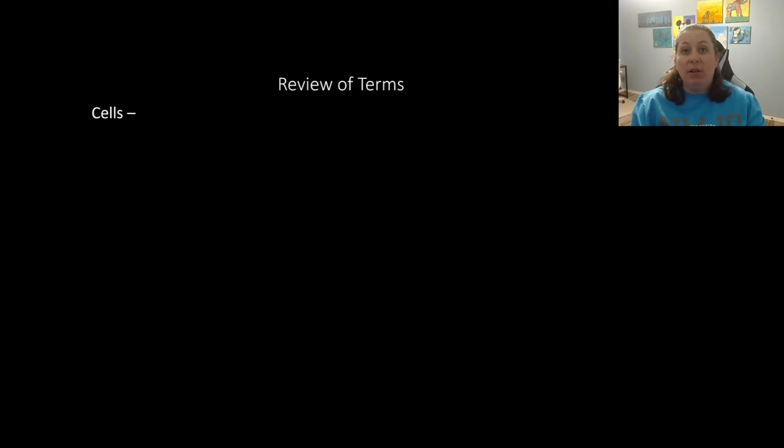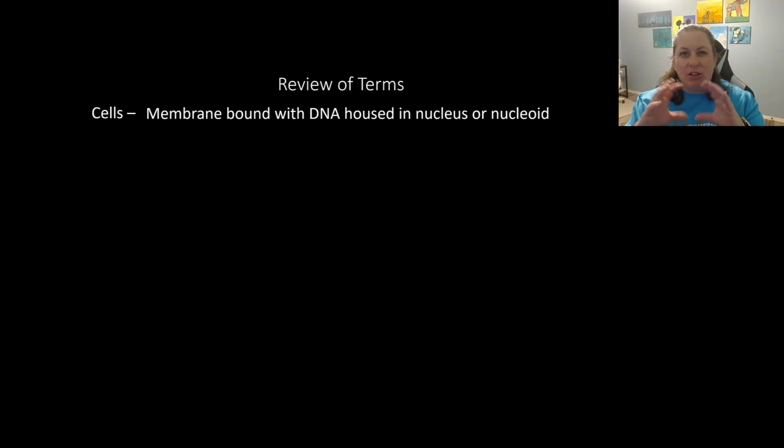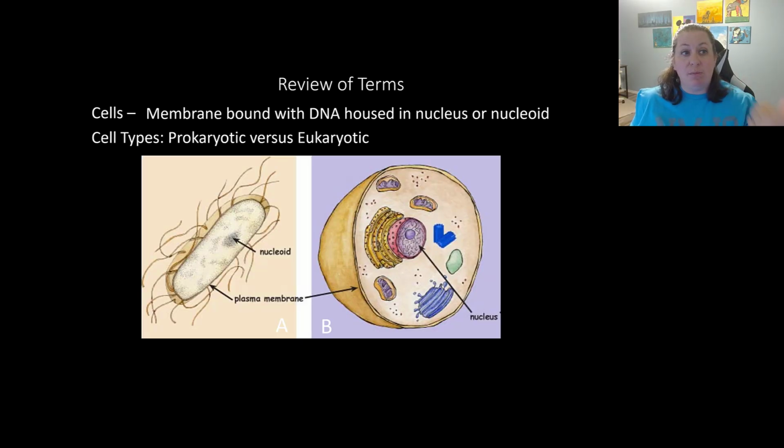All right, so let's review some more terms. These are terms you should have learned back in a general biology course, and we want to just review them so that when they come up, you remember what they mean. First, cells. Cells are membrane bound, and they do contain DNA. The DNA may be housed in a nucleus, or it might be in a general area that we call a nucleoid. Where the DNA is located determines the cell type. There are 2 cell types, prokaryotic versus eukaryotic. Prokaryotic is when the DNA is found in a nucleoid region, and eukaryotic cells are when it is found in a nucleus.